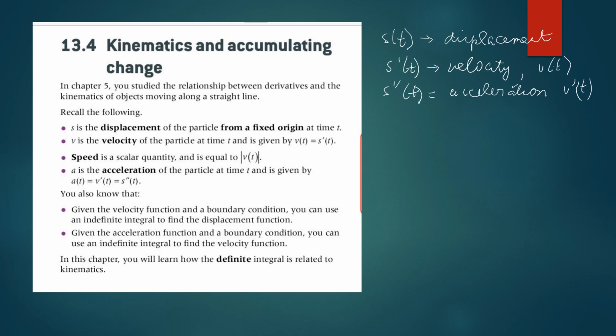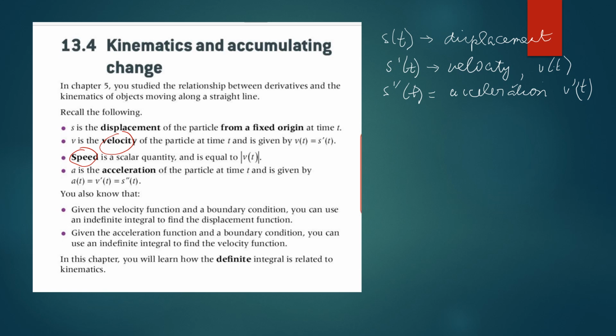Velocity may be positive or negative because it tells you the direction where it's going, while the speed is a scalar quantity, so it shall be in absolute value. Now, in integration, we will be doing the opposite.